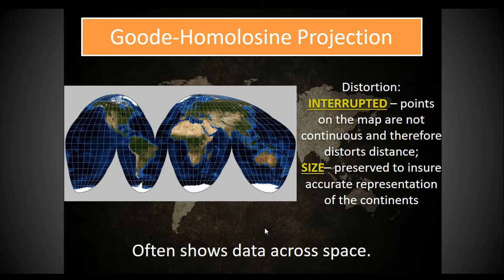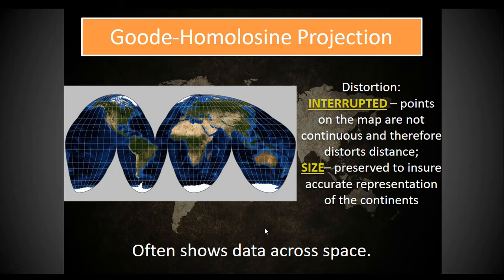Another one we see a lot of the time throughout the year, and this one you've seen in some of your readings maybe already, is the Goode Homolosine interrupted projection. This is a very commonly used one, and they use it a lot of the time because it shows areas across space nice and easy, and it takes away all the bodies of water you're worried about, and it focuses on land masses. So it's really good and often used to show data across space and across the globe or across different regions, but you'll see this interrupted projection.